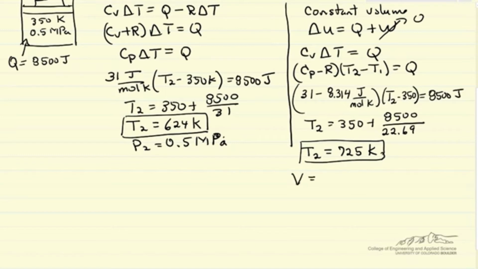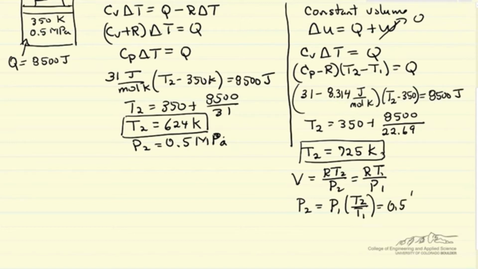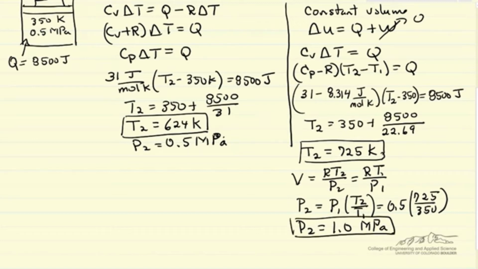And then I can use the ideal gas law. Because volume is constant, the R's cancel, and I can rearrange that P2 is equal to P1 times T2 over T1: 0.5 megapascals times 725 over 350, so P2 is 1.03 megapascals. I'll write that with significant figures as 1.0 megapascals. So the pressure essentially doubled.